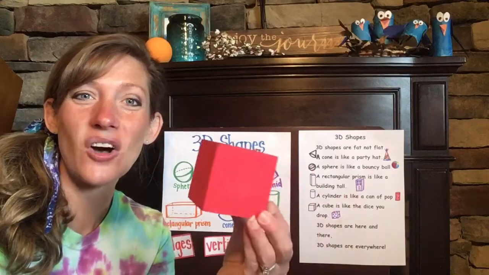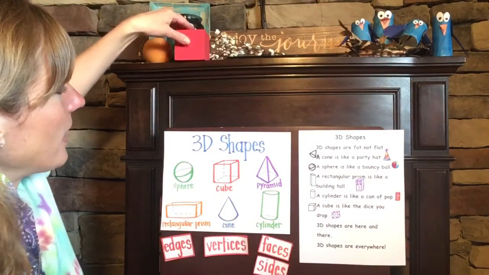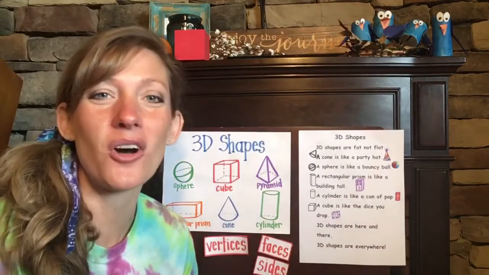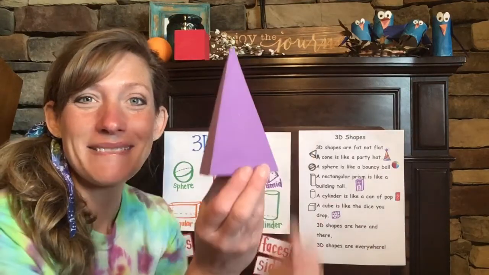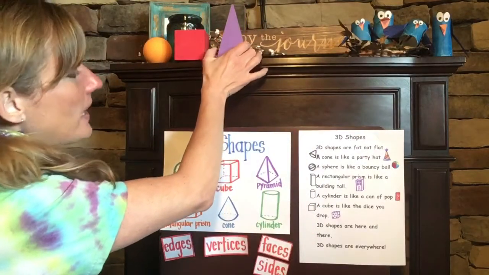Okay, how about the next one? Right here, it's called a cube. Yeah, we've got a cube. We'll set that up there. This one right here is called a pyramid. Yeah, here's a pyramid. We'll set that up high.